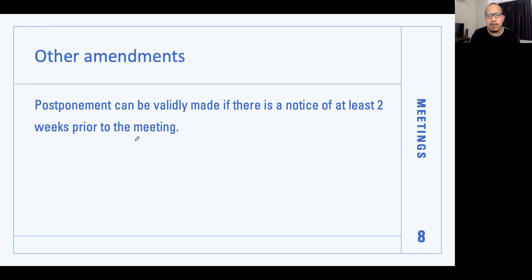Postponement can be validly made if there is a notice of at least 2 weeks prior to the meeting. So kapag syempre regular meeting lang to. Kasi pag special meeting, paano mo siya ipopostpone 2 weeks before? Diba? Paano mga special meetings? So for regular meetings, pwede mo siyang i-postpone 2 weeks prior to the meeting.